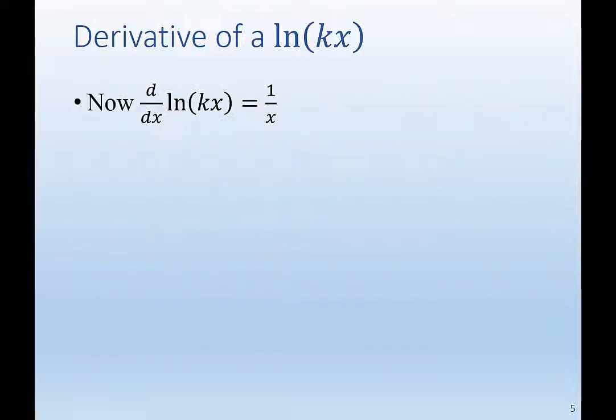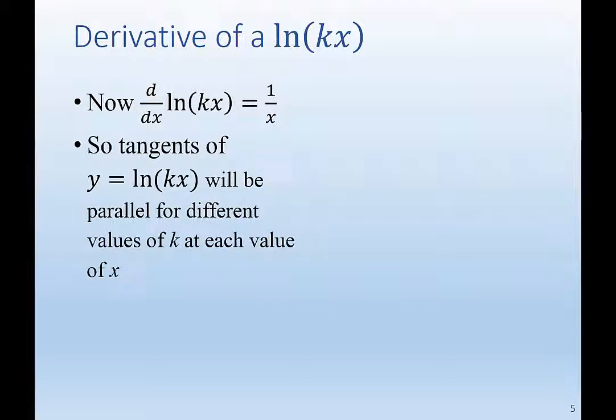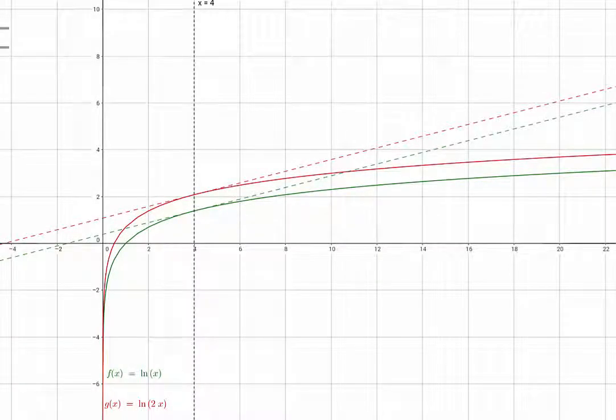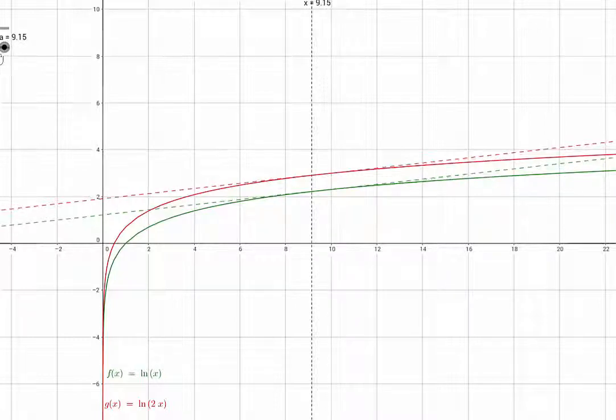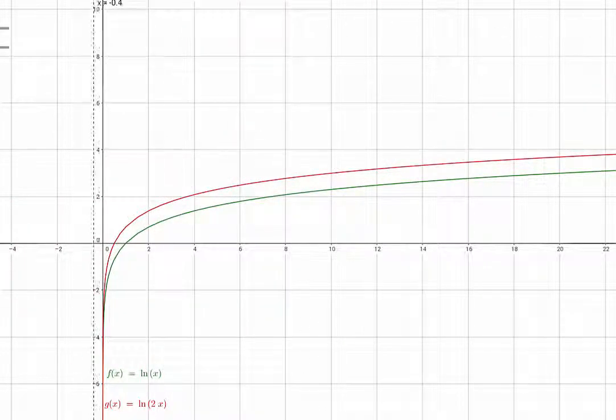We saw that the derivative of the natural log of kx for various values of k will end up being 1 on x. So that tells us that the tangents to all those natural log kx functions will have to be parallel. We have two functions here, natural log of x in green and the natural log of 2x in red. And at the point there where x equals 4, we can see that the tangents to those two functions there are parallel. If we take other values of x, you can see that those tangent lines there still remain parallel for all those values of x.